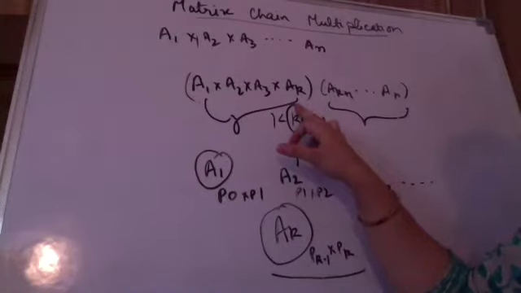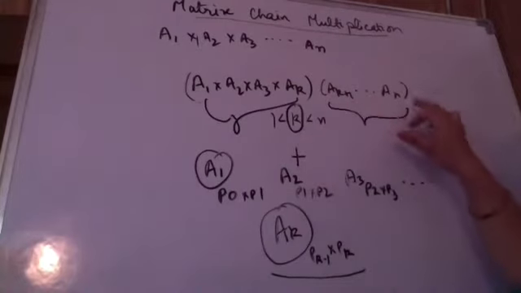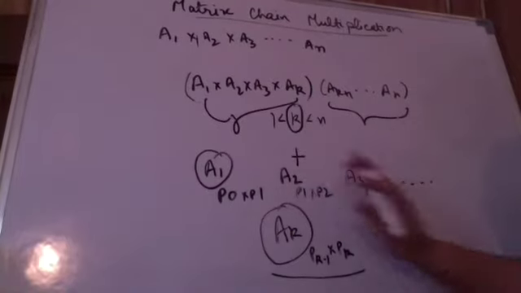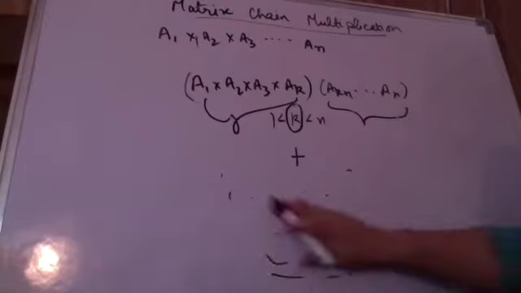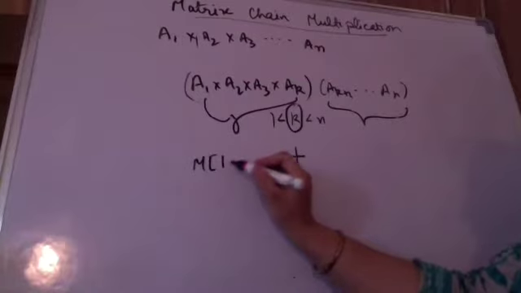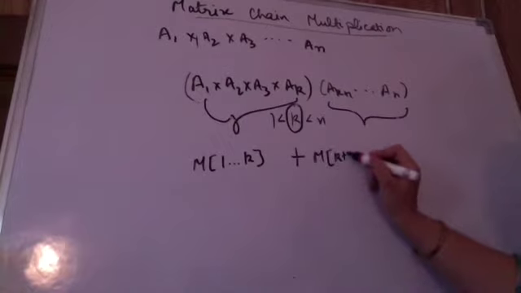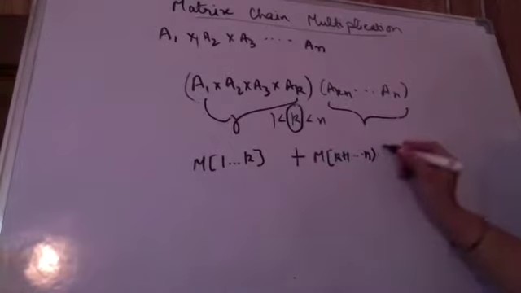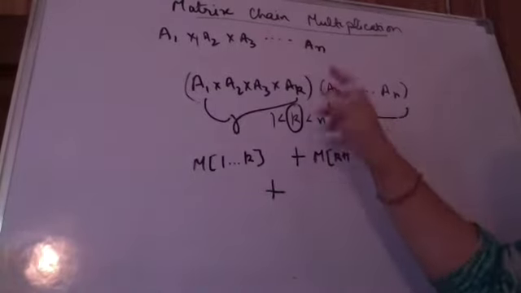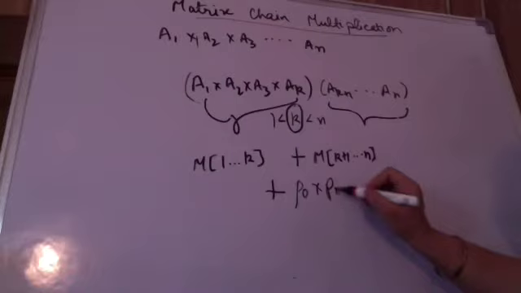Yes or no? Yes, ma'am. And the order of this matrix will be Pk cross Pn. So whatever is the time taken for computation, say suppose I'm saying m time is taken for computation of m[1..k] plus time taken for computing m[k plus 1..n]. These both are scalar multiplications, plus when I'm multiplying these two, how many multiplications will be required? That will be P0 into Pk into Pn.